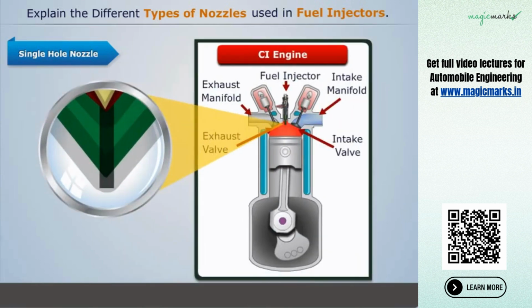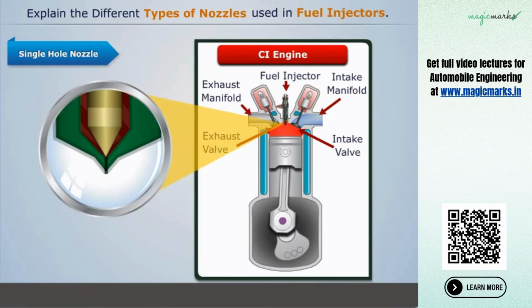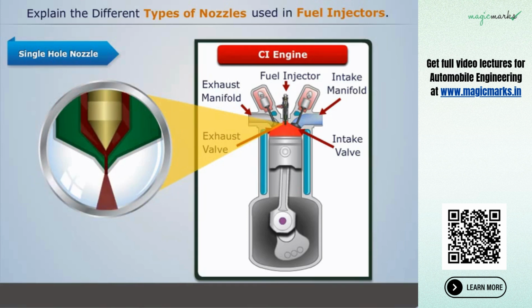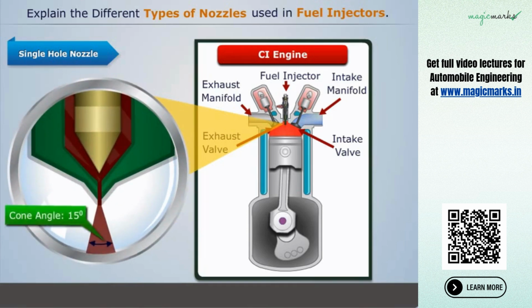Here, a single hole of the order of 0.2 mm is provided at the center of the nozzle body, which is closed by the needle valve. Injection pressure of these nozzles is around 8 to 10 megapascal, and the spray cone angle is around 15 degrees.